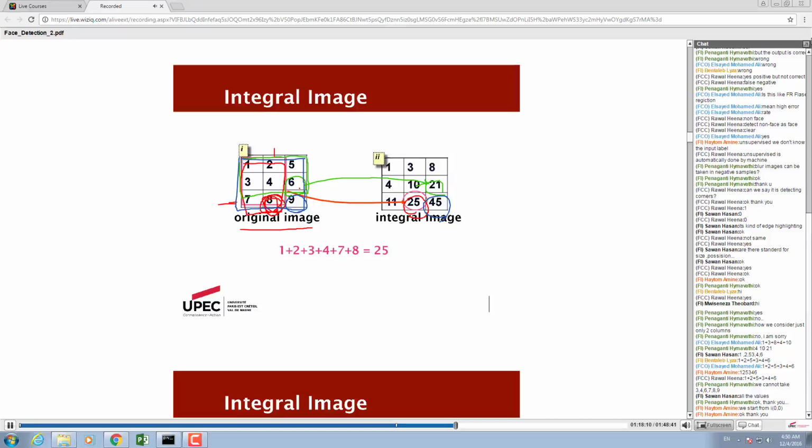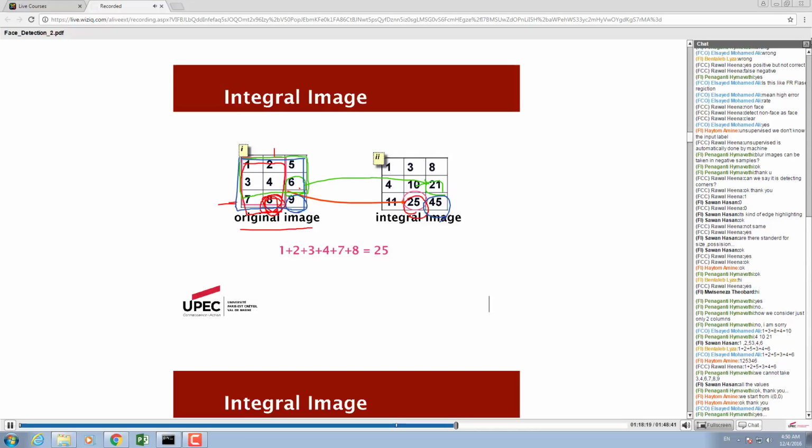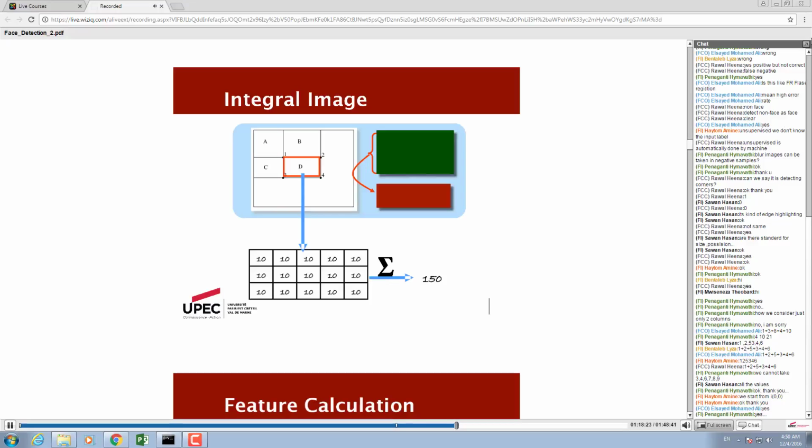This is just a detailed algorithm to calculate this, but I think the concept is more important, right? What it means. I believe all of you have understood the concept of the integral image. Okay, let's go.